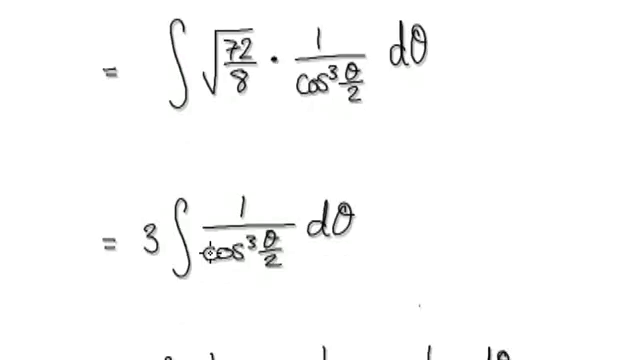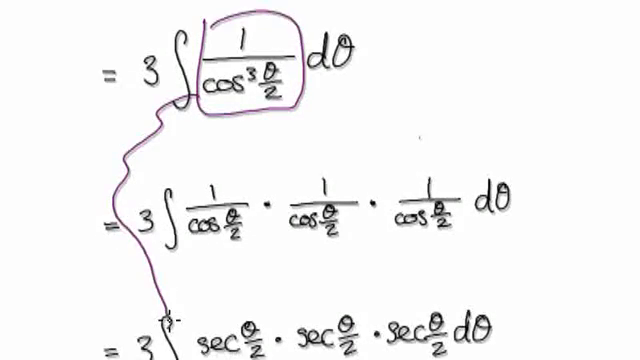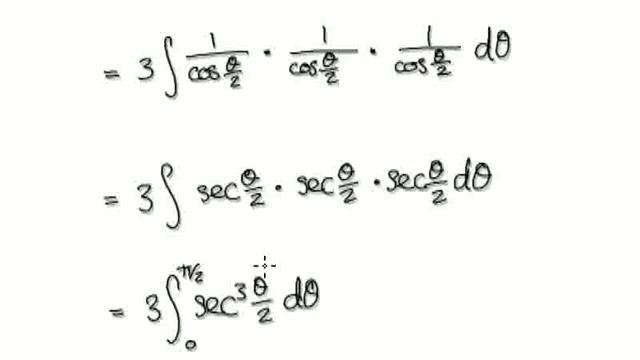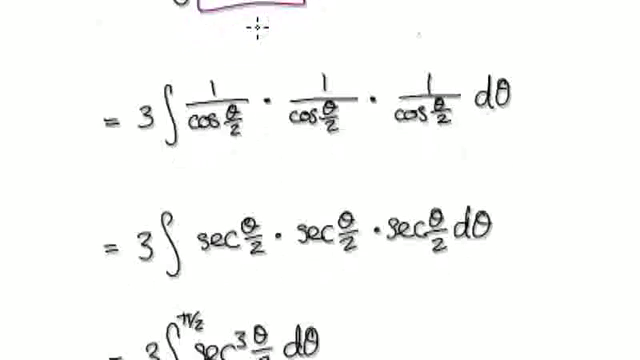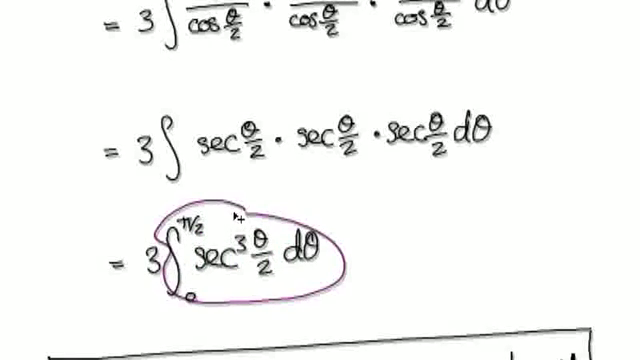So now visualize this as secant cube. Okay, secant cubed of the angle. So this thing here is secant cubed of the angle, so it will be this thing here. Okay, so now it's just a matter of integrating this thing here.